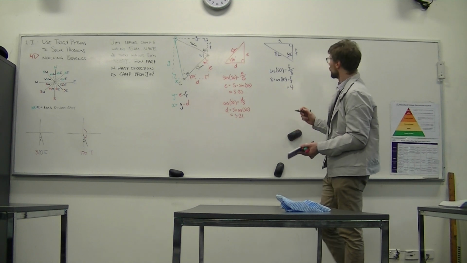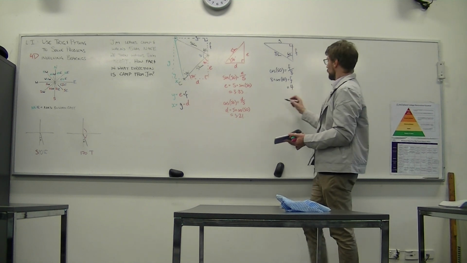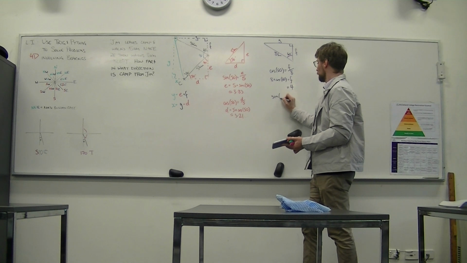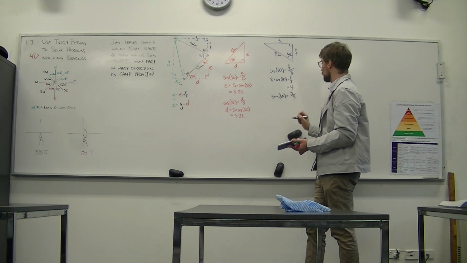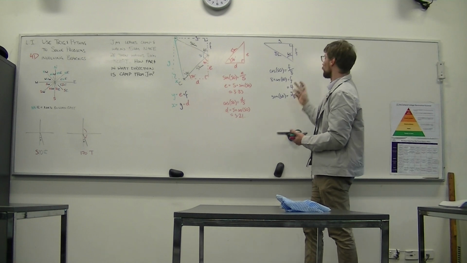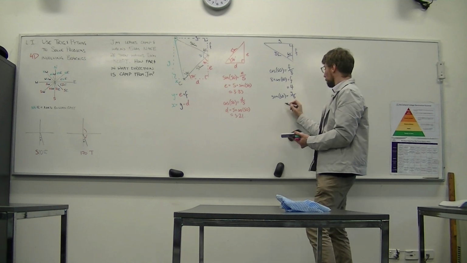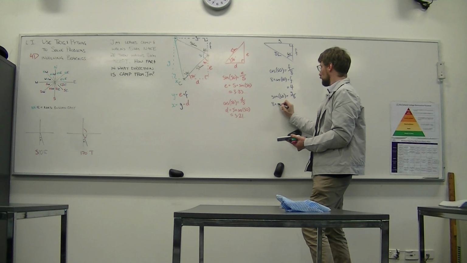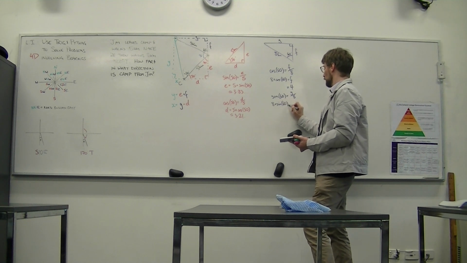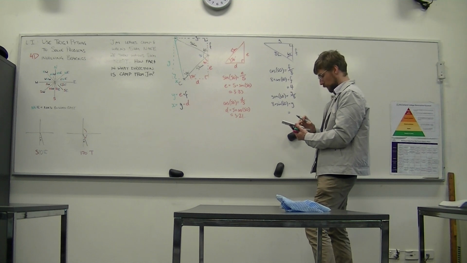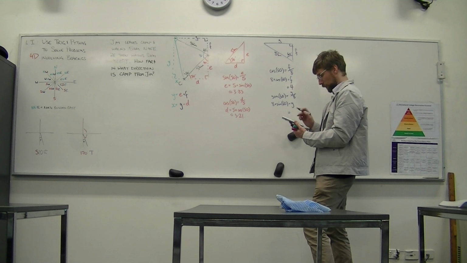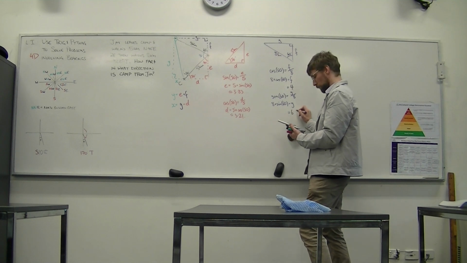How beautiful. Cool, we still need G, so that's going to be sine 60 equals opposite, G, over hypotenuse 8. Oh, of course, because it's 60. Good job. Cool, so I've got 8 times sine 60 equals G, which is 4 root 3, roughly 6.928.